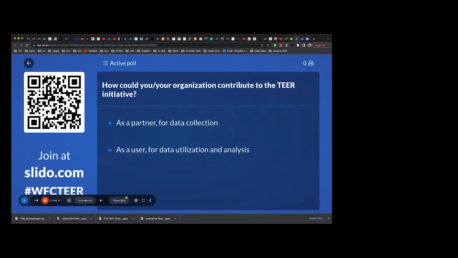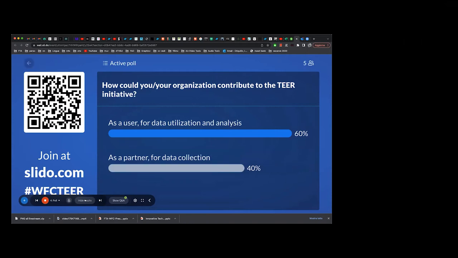Next slide. And how could you and your organization contribute to the initiative, as a partner for data collection or as a user? There is one or the other, so maybe pick the main one. 50-50 is not allowed. I guess one of the ideas of this platform is that it gives users some incentive to put their data in, as they may gain some benchmarking or other forms of value. Of course, there are other categories of users, such as funders or private sector actors, that will not necessarily enter data but would rather use them, unless they also want to trigger different projects to input data into the database.